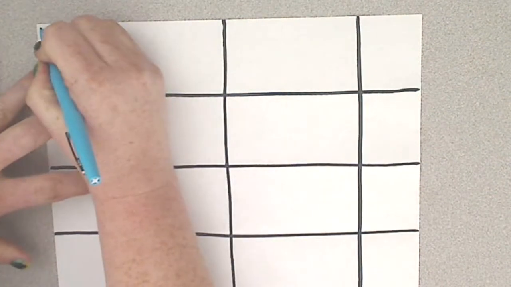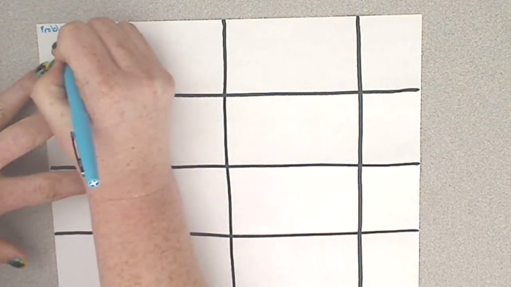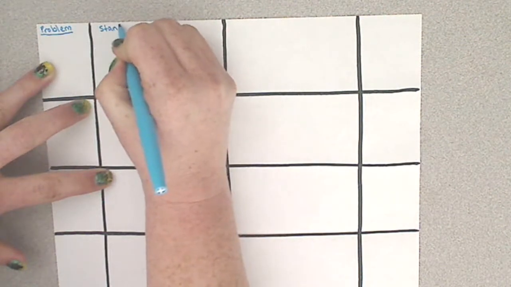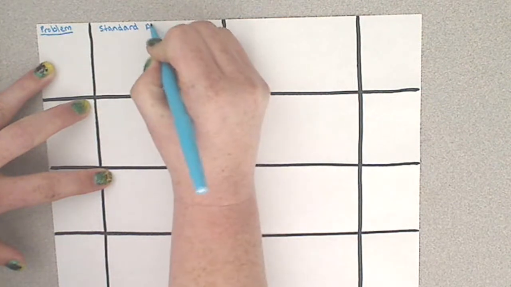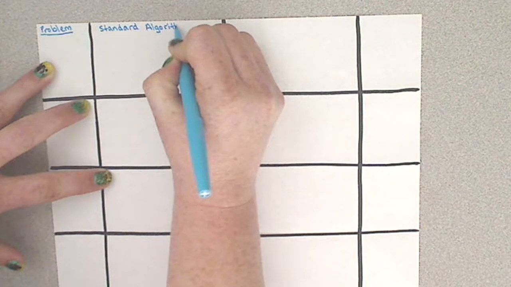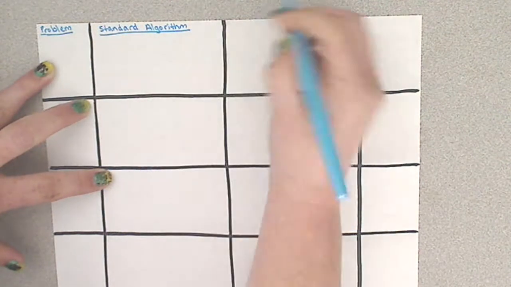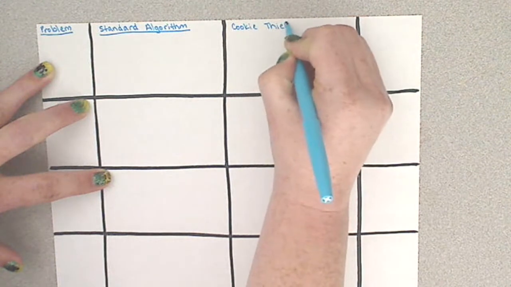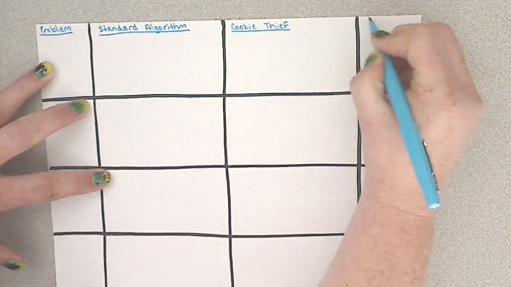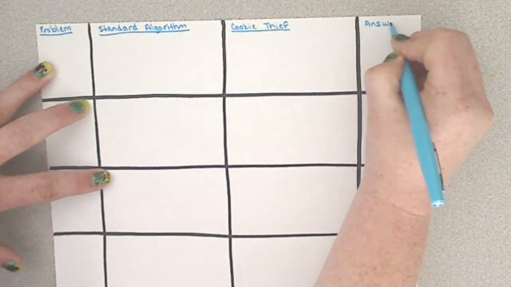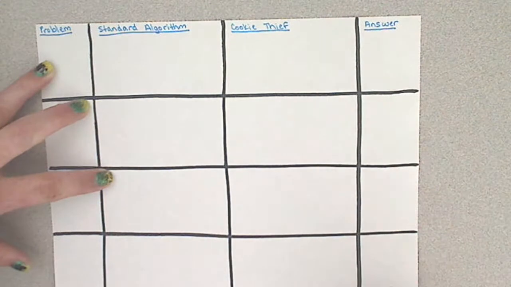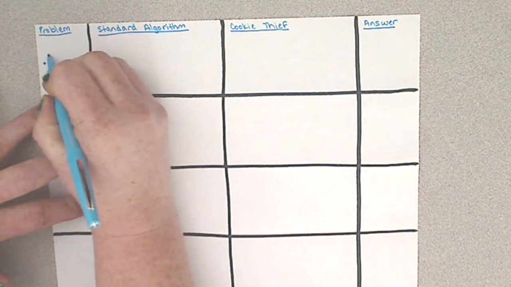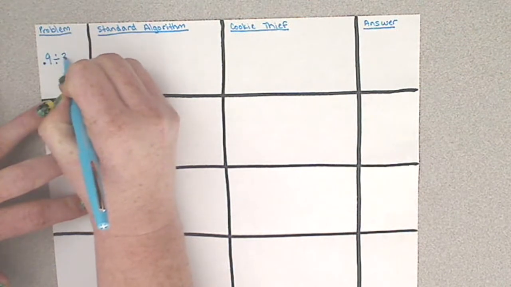Now, I've set this up similarly to our Avid 3-column format, because in this first column, I'm going to list the problem that I'll be working. The next column will be the standard algorithm. The next column will be the cookie thief method. And then in this final column will be our answer. Okay, so our first problem this evening is going to be 9/10 divided by 3.